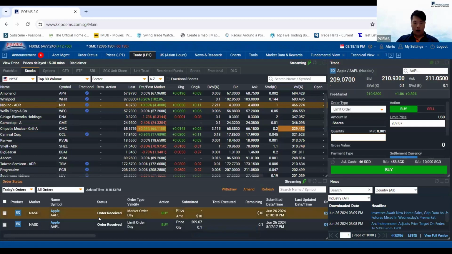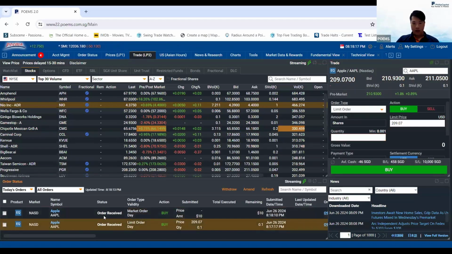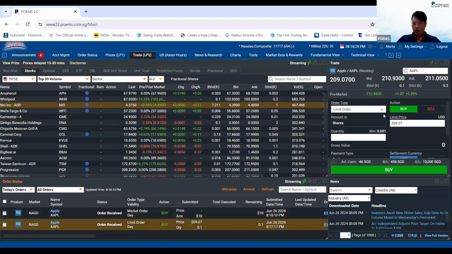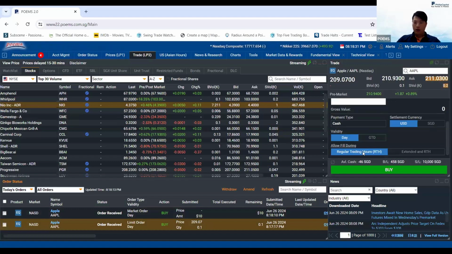So then you are able to place this. You can either place a dollar amount or a fractional share amount, right? So these are the two ways you can place. Do note that for fractional shares, at the moment, we only allow regular trading hours and day orders. So we don't allow good till date orders or extended hours, right?